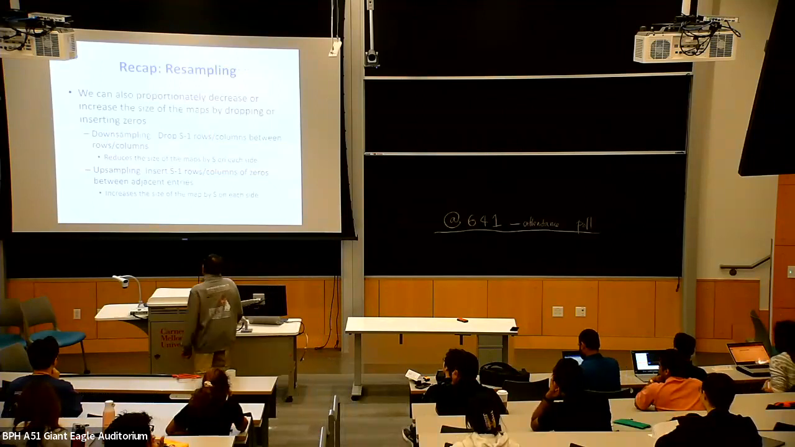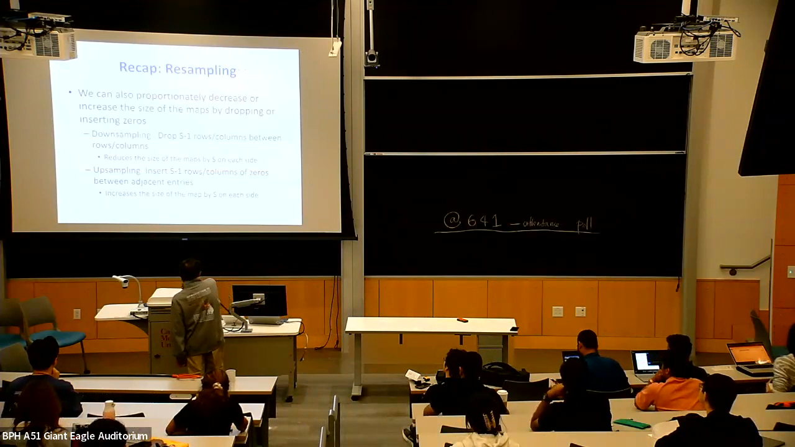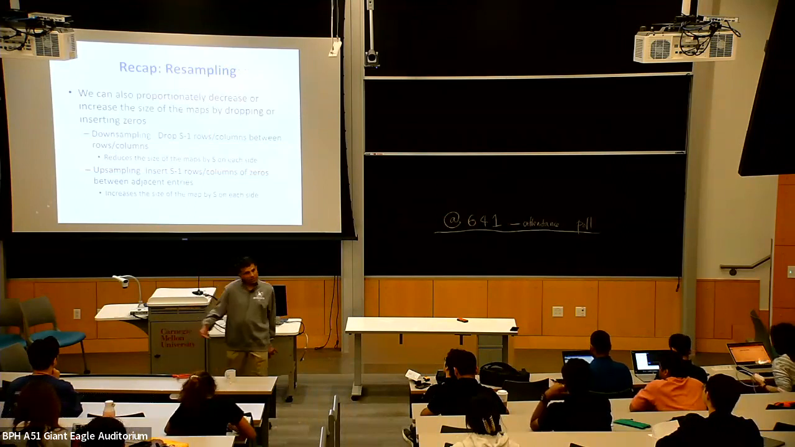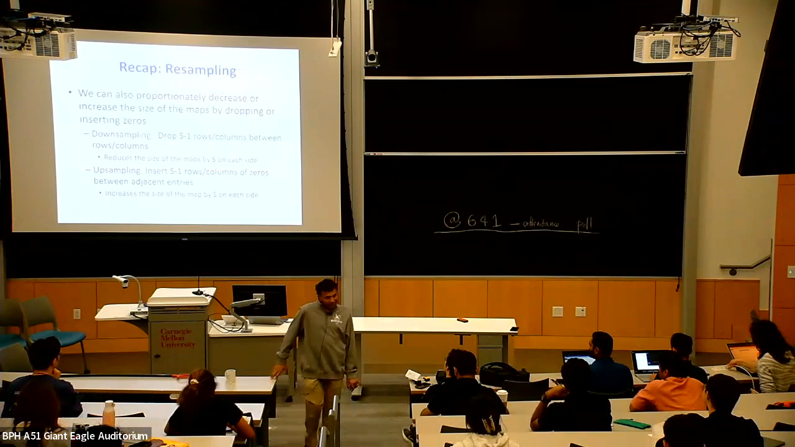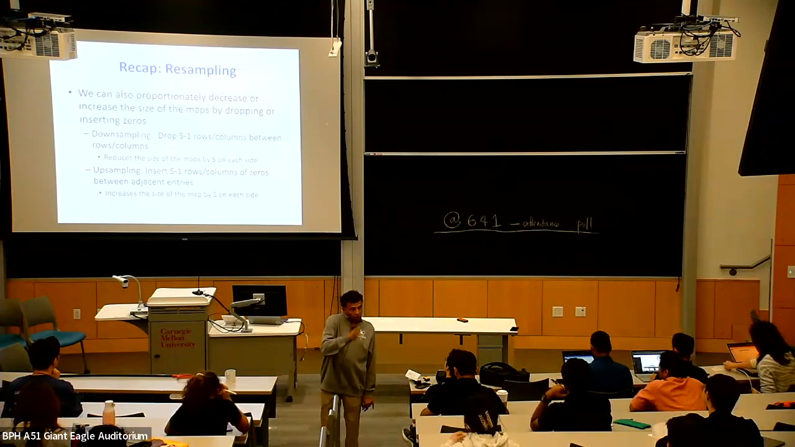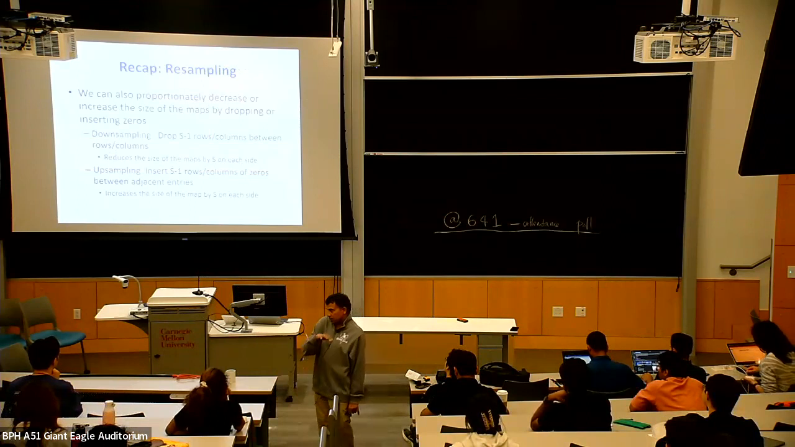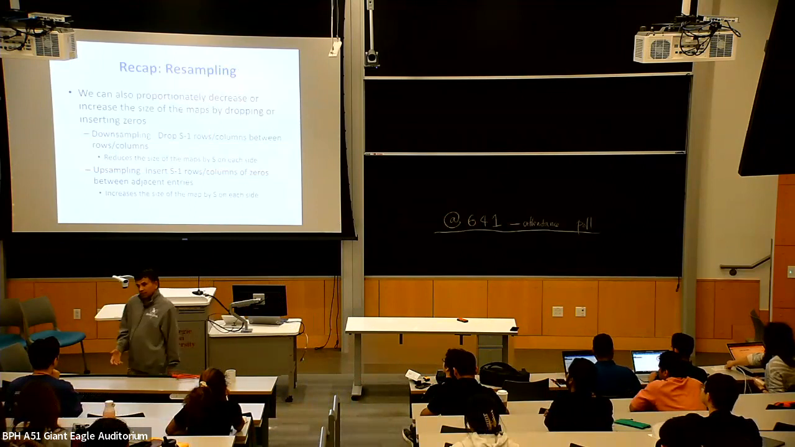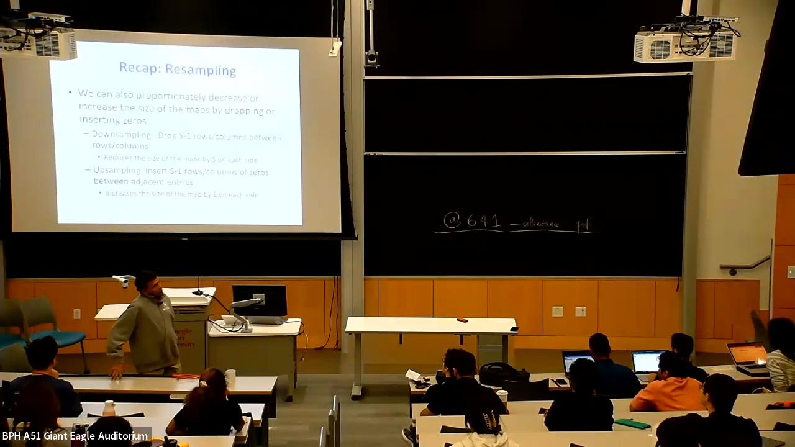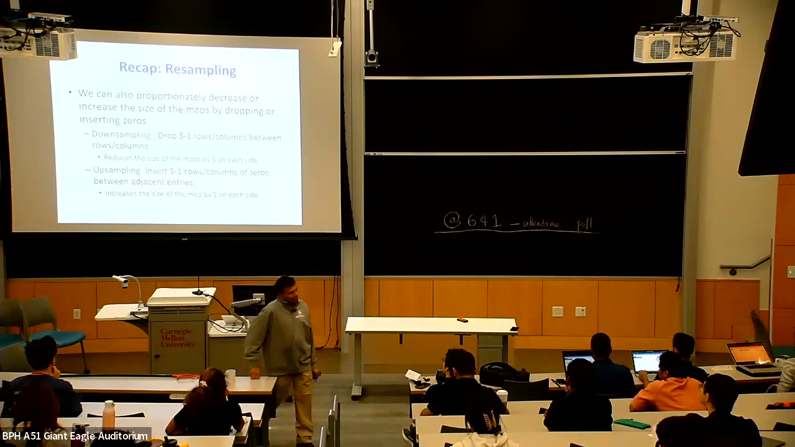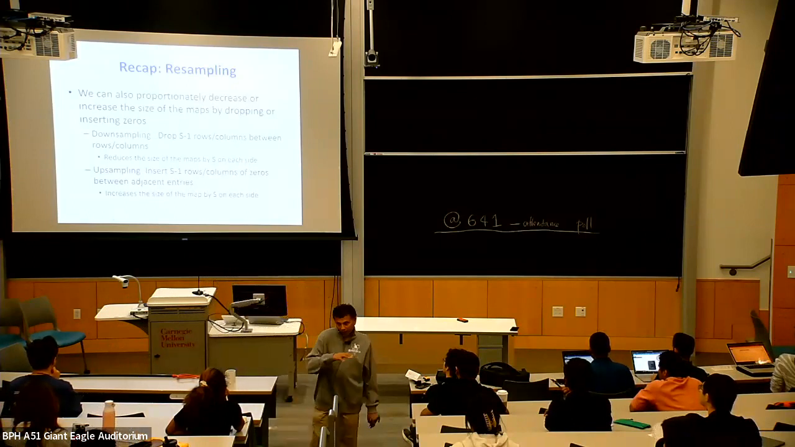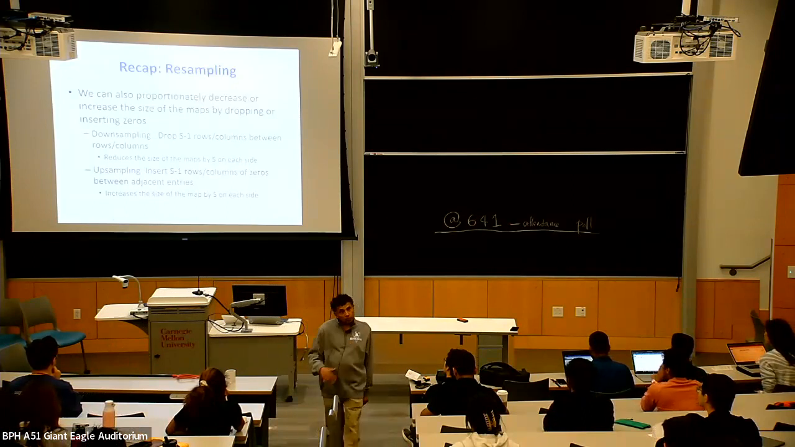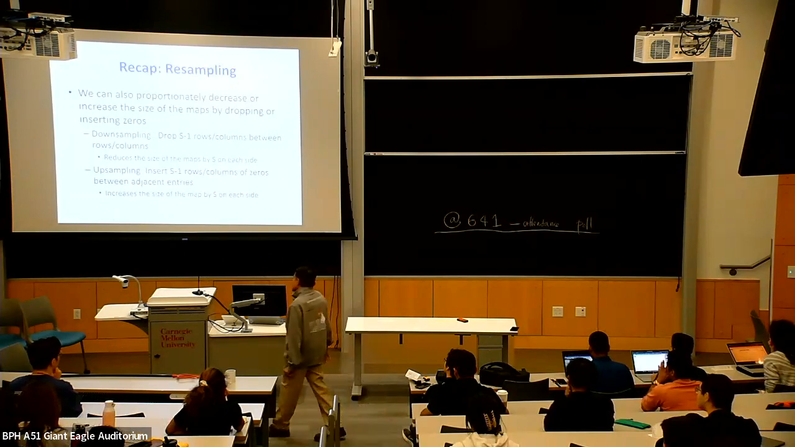We also saw resampling. We can proportionately decrease or increase the size of the maps by dropping or inserting zeros. So downsampling reduces the size of the maps. If you want to downsample by a factor s, then after each column, you drop the next s minus 1 columns. After each row, you drop the next s minus 1 rows. Upsampling does the reverse. It increases the size of the input. So if you want to increase the map by a factor s, then after each column, you introduce s minus 1 columns of zeros. After each row, once again, you introduce s minus 1 rows of zeros.